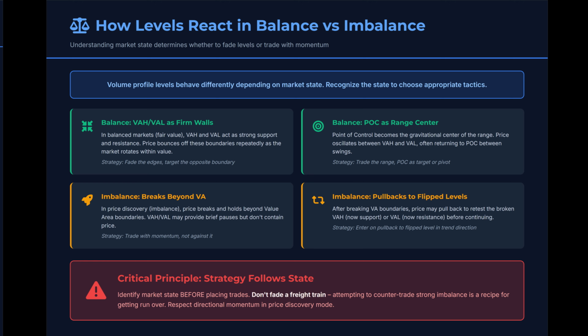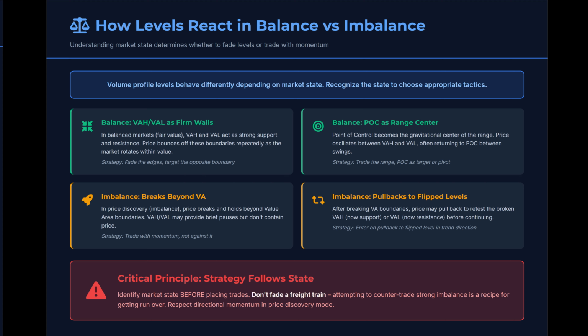The biggest mistake traders make is applying the wrong strategy to the state. Fading extremes in imbalance gets you run over. Trying to catch breakouts in balance gets you chopped up by reversals. But when you correctly identify the state and trade the levels appropriately, your win rate improves, your risk-reward improves, and your confidence improves because you're flowing with the market instead of fighting it.